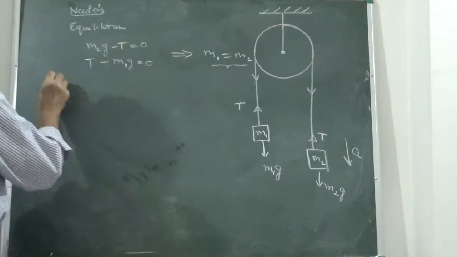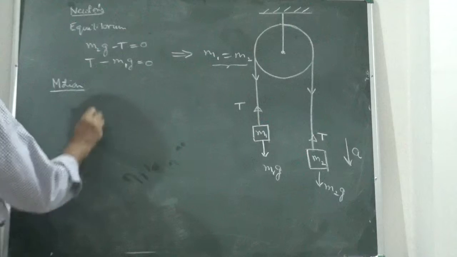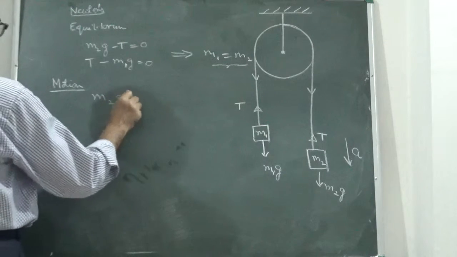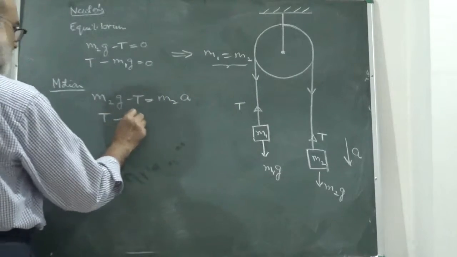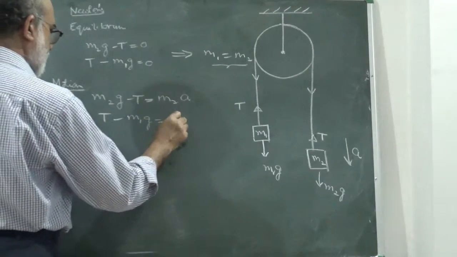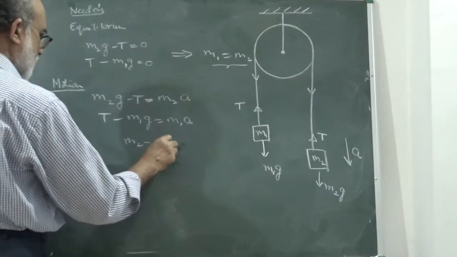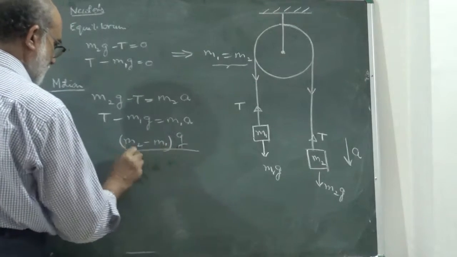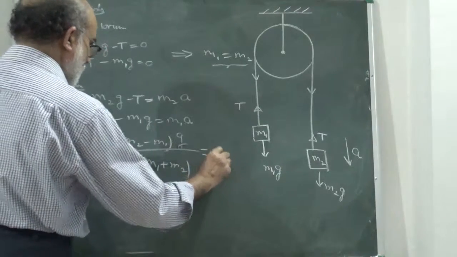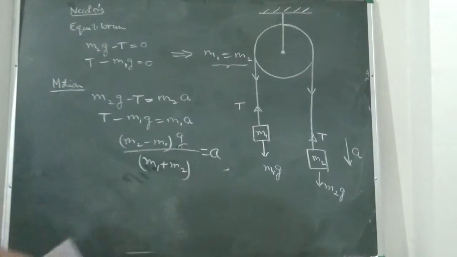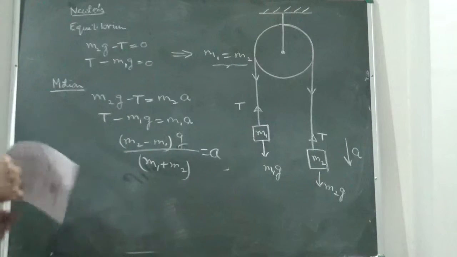Now if in motion, this can be written as M2G minus T is M2A, and T minus M1G is equal to M1A. Solve this, you will get A equal to (M2 minus M1)G divided by (M1 plus M2). So the expression is given by this. Now this is Newton's approach.